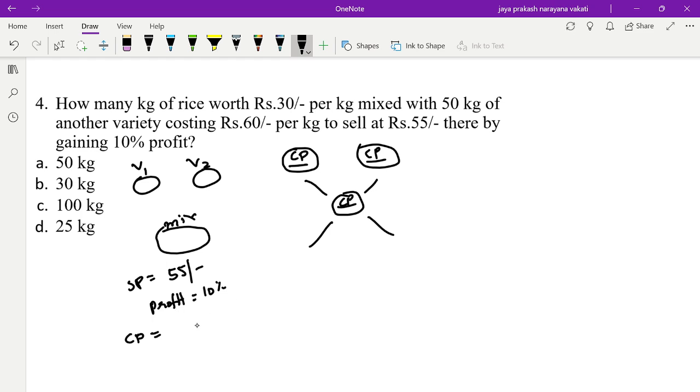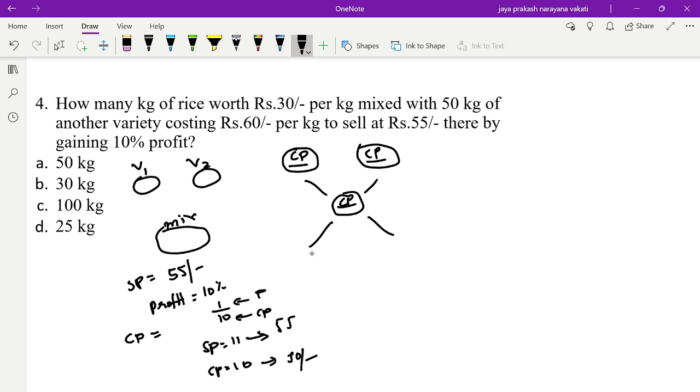Profit 10% means 1 out of 10. For 10 rupees cost price, I'm getting 1 rupee profit. So selling price is 1 plus 10, 11. So if 11 parts is nothing but the given 55 rupees, then I need to calculate cost price which is 10 parts. So 11 parts 55, 1 part 5 rupees. So 10 parts 50 rupees. So I got the cost price.